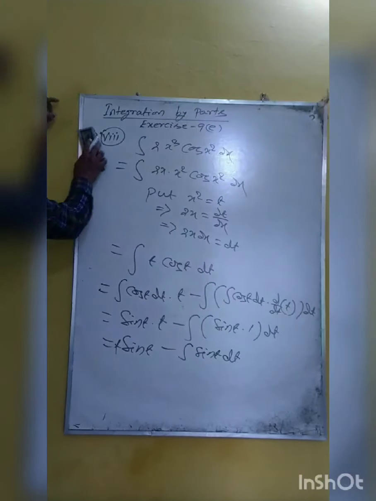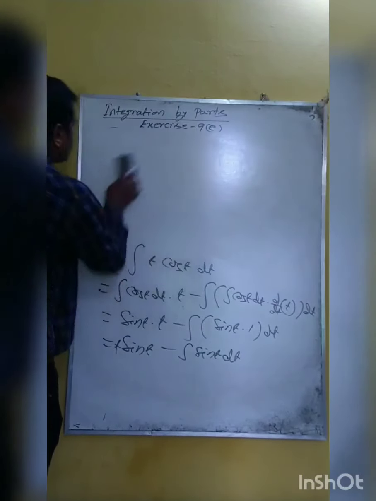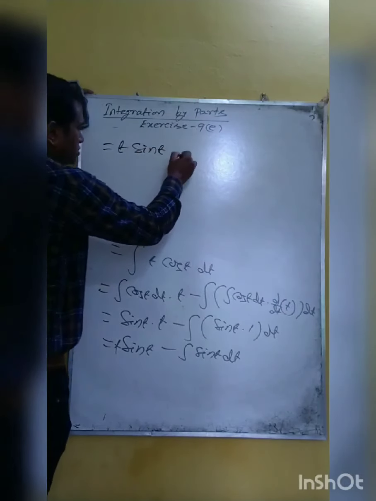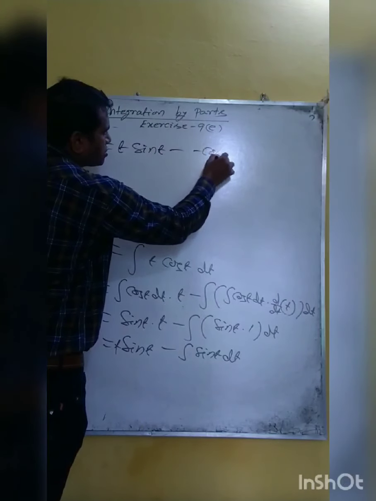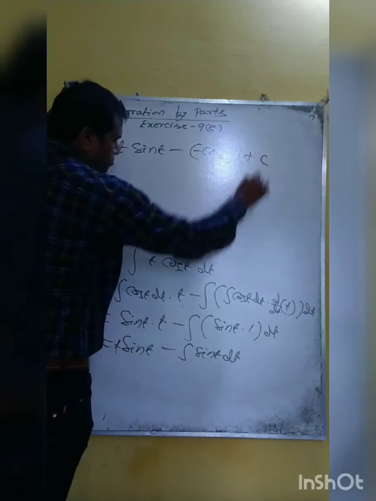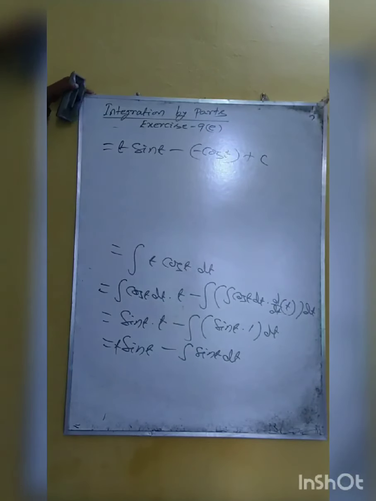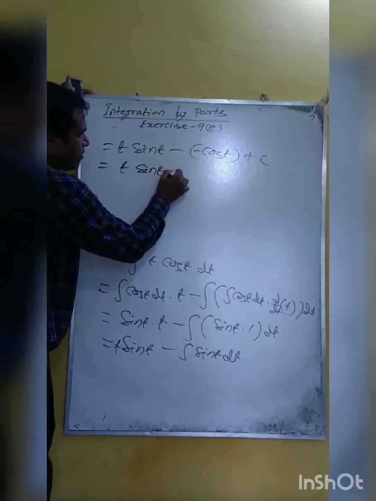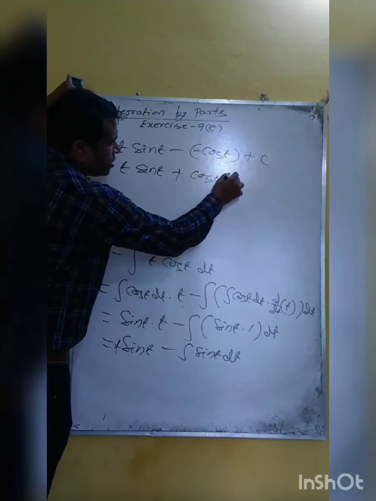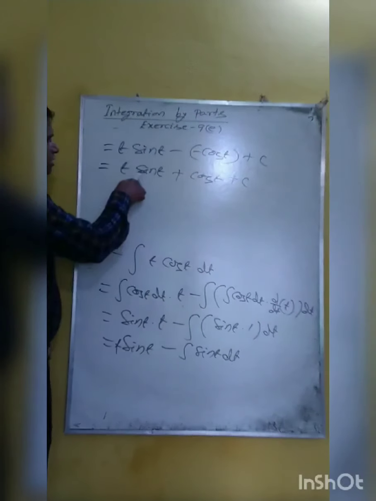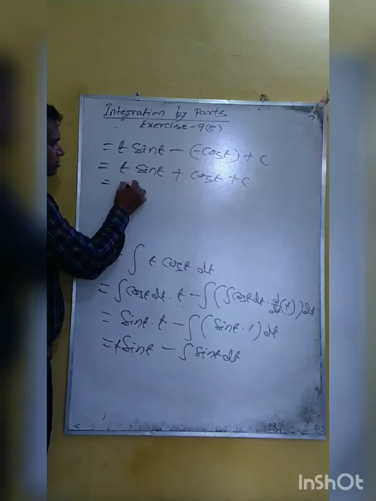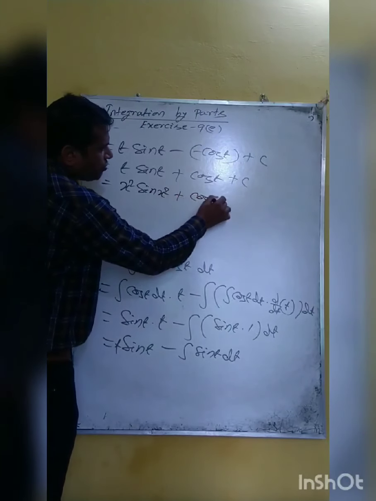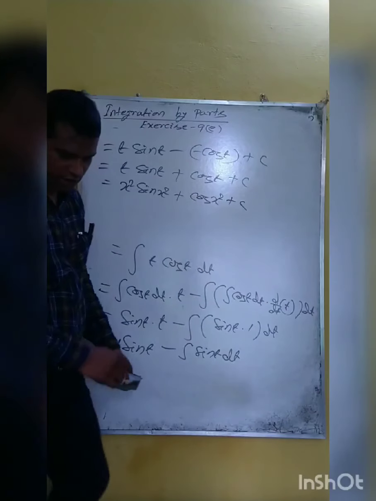So that equals t sin t minus cos t plus c. No, the integral of sin t is minus cos t, so t sin t plus cos t plus c. Okay, in place of t we put x square. So x square sin x square plus cos x square plus c. Okay, thank you.